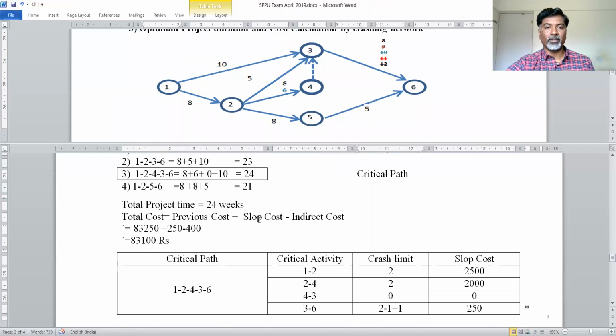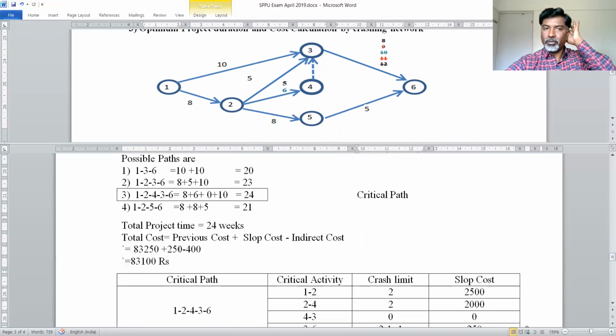Cost slope, we know that the slope cost value for activity 3 to 6, which is related to activity Z, is 250. That I have taken as it is, and 400 rupees is the indirect cost. After solving this example, we will get 83,100. We come to know that the previous cost was 83,250 and the current cost is 83,100. So it is decreasing. So still we have scope to crash the activity.